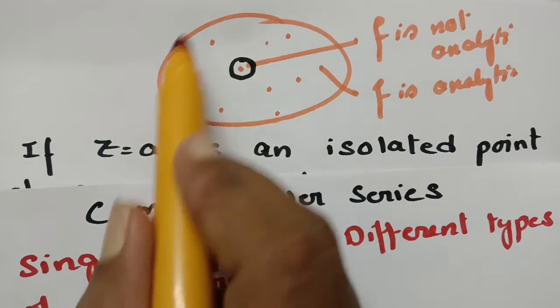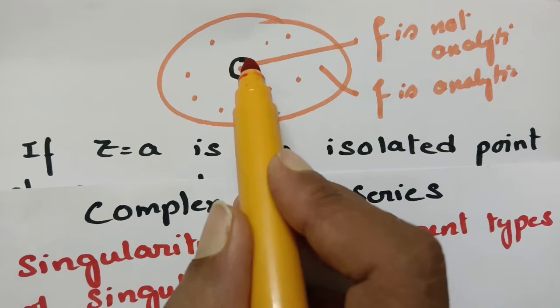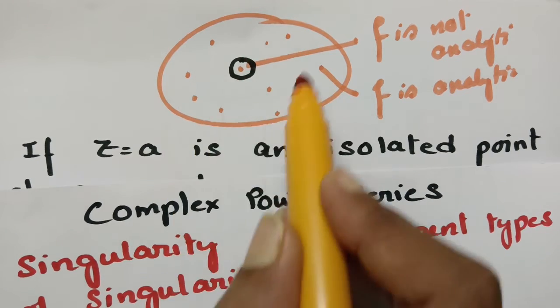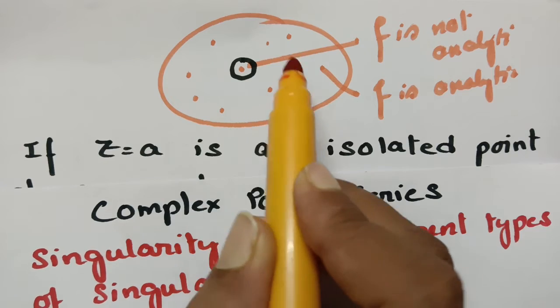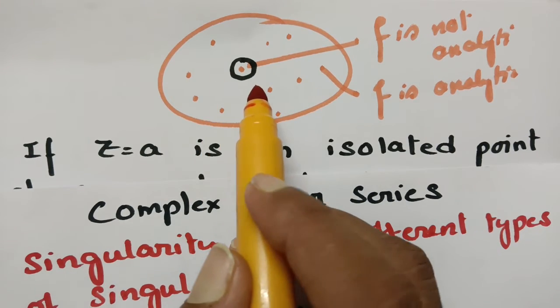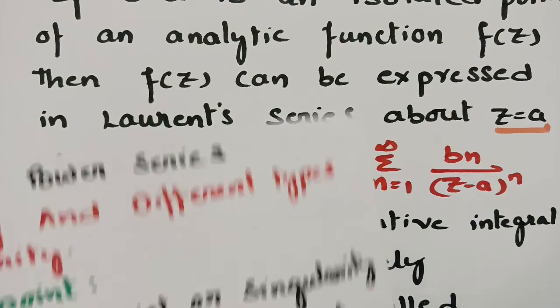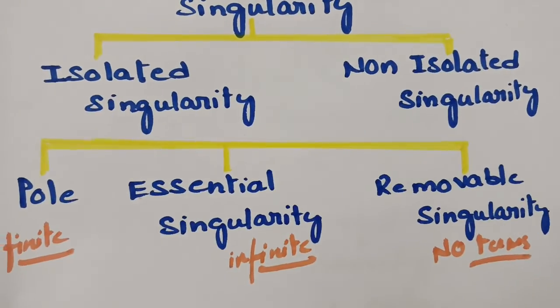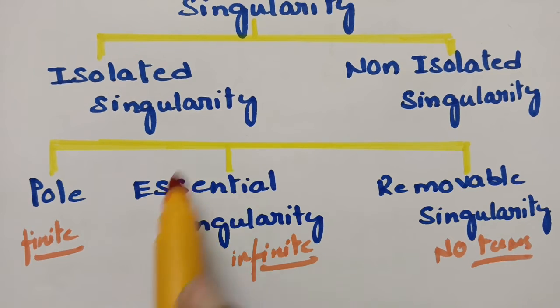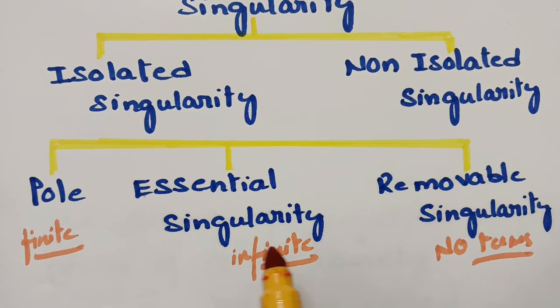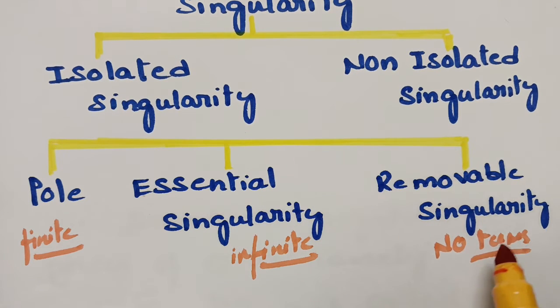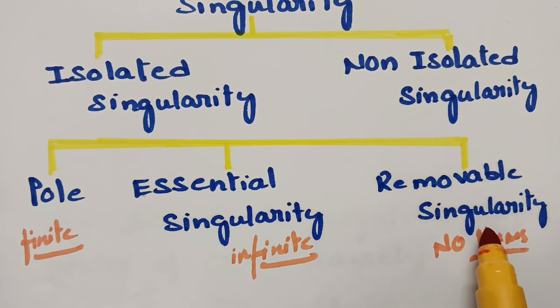And here if you observe, one point is deleted, so there is some gap here. So this is an annular region or concentric circle. Here is a ring shaped structure, and for the ring shaped region we use the Laurent series for expansion, and this will be the principal part. Depending upon the principal part, the isolated singularity is classified. If the principal part has a finite number of terms, it's a pole. If it contains an infinite number of terms, it is an essential singularity. If it has no terms, it is a removable singularity.